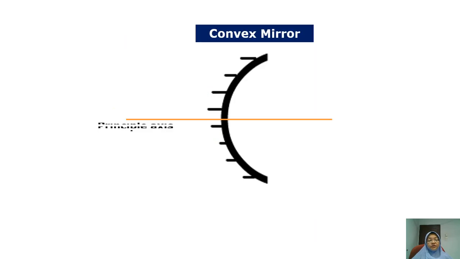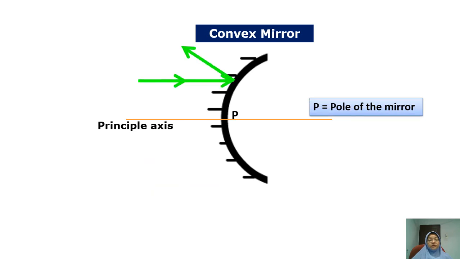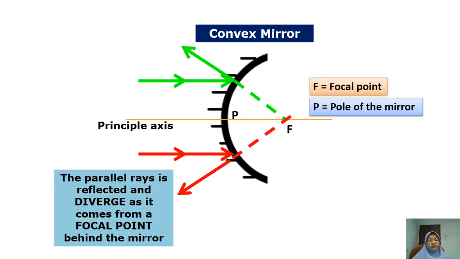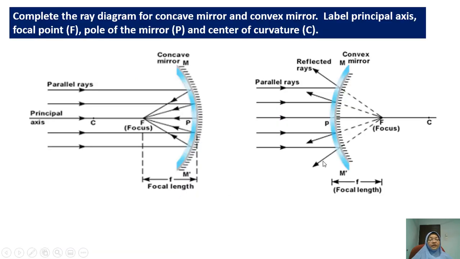Now how about the convex mirror? The principal axis exists, the pole of the mirror. The rays diverge as if they come from a point here, the same thing. This is what we call the focal point. The rays are reflected and diverge as if they come from a focal point behind the mirror. Now we compare the two mirrors. The concave mirror converges all the parallel rays, and the convex mirror diverges them as if they come from here, right?